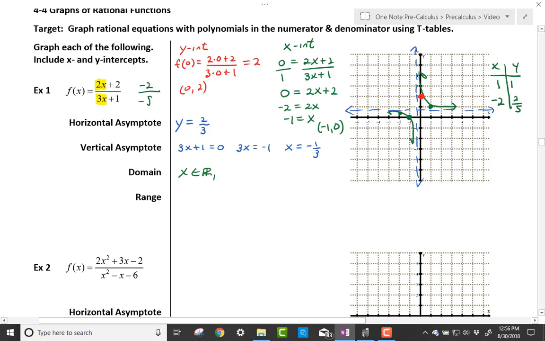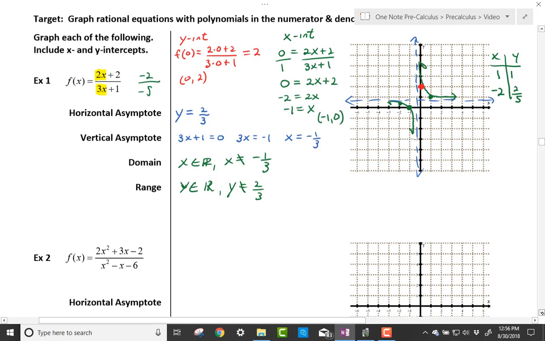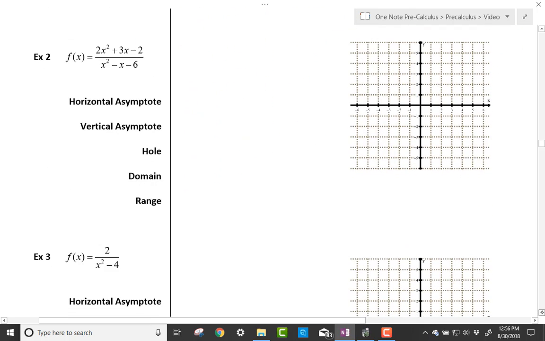That graph goes all the way left, all the way right, but it jumps over the value of x equals, where's my vertical asymptote? Negative 1/3. The range, y in the set of reals. But I'm going to jump over the value of y equals 2/3, so we need to exclude that in our range. Okay. Next one, here we go.